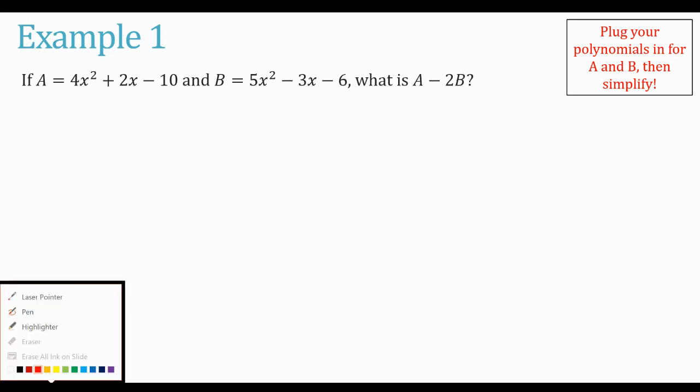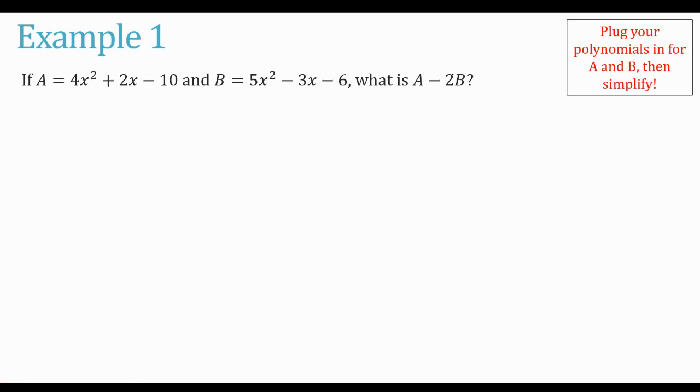So the first thing that I like to do here is I like to write this new expression, a minus 2b, kind of big at the top. So I have a minus 2b. And the reason I like to do that is because I like to substitute right underneath what a and b is, and these are kind of long polynomials, so I like to leave a lot of space.